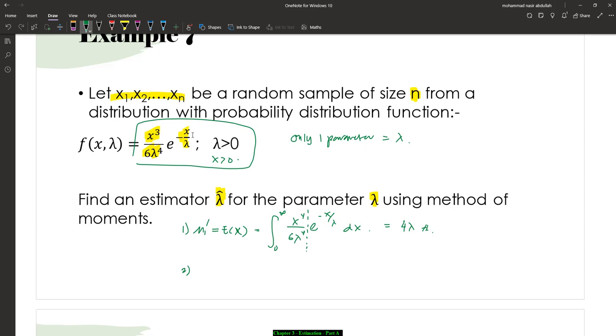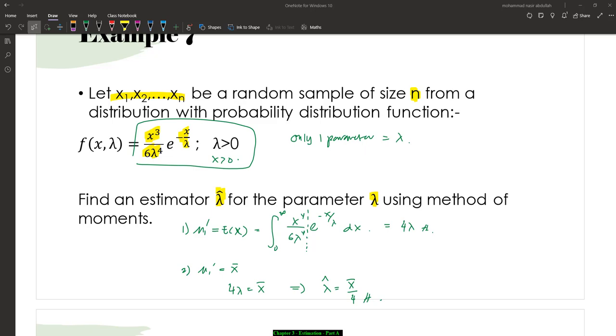The second step is very simple. We equate with the sample statistics: mu1 prime is equal to x bar, so 4 lambda equal to x bar, and then lambda hat equal to x bar divided by 4. Very simple. So only 3 steps, but step number one is rather long. You need to find the expected of x and solve the equation.